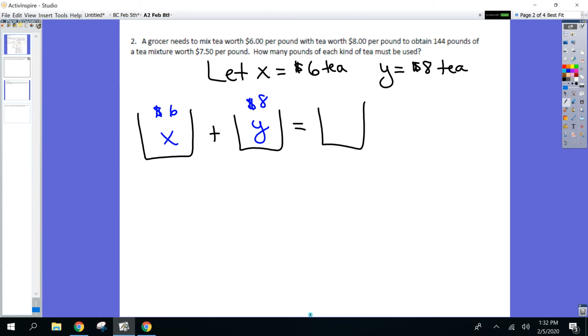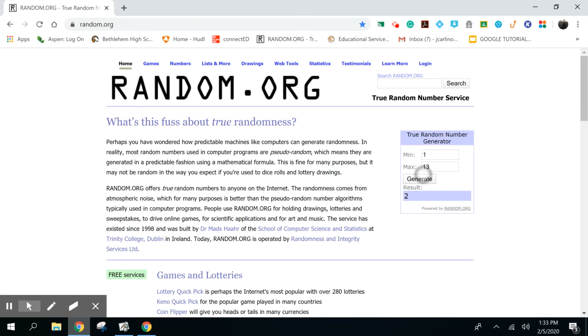And then what about the result? Needs to be $7.50 tea, but I do know how much I need, and that is, how much tea do I need to produce? 144 pounds. All right, let me turn it over to you guys now. Give me one equation out of the 2 you need to solve.